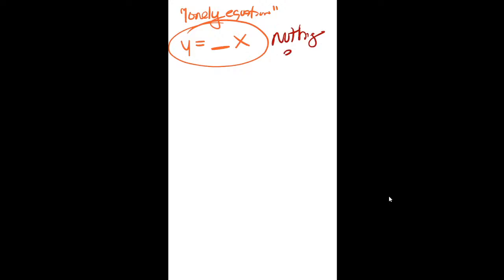All right? So hopefully by now you can sniff out how to tell if something is direct or not. It should be a lonely equation, okay? Meaning it should be y equals something times x. That's it. Nothing else. It's lonely. Okay? Y equals something x. Got it?